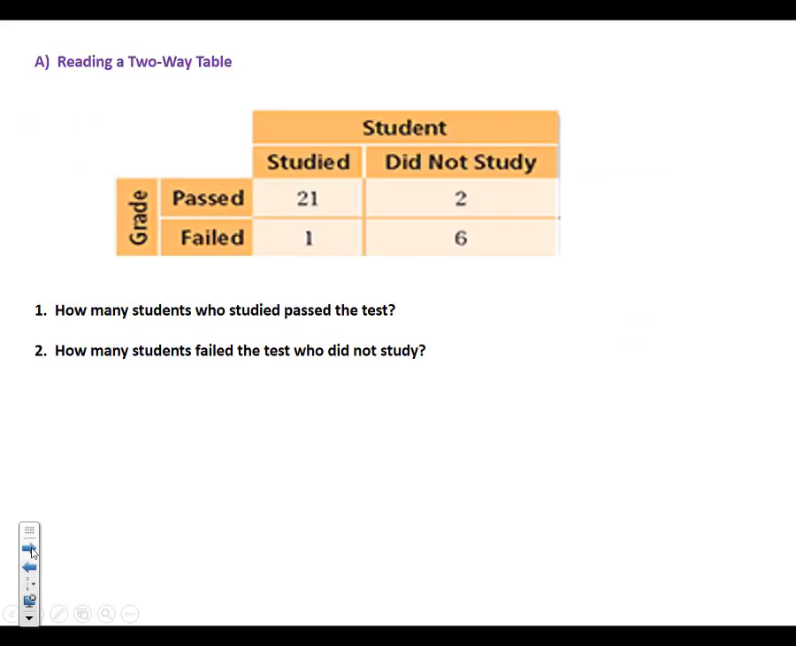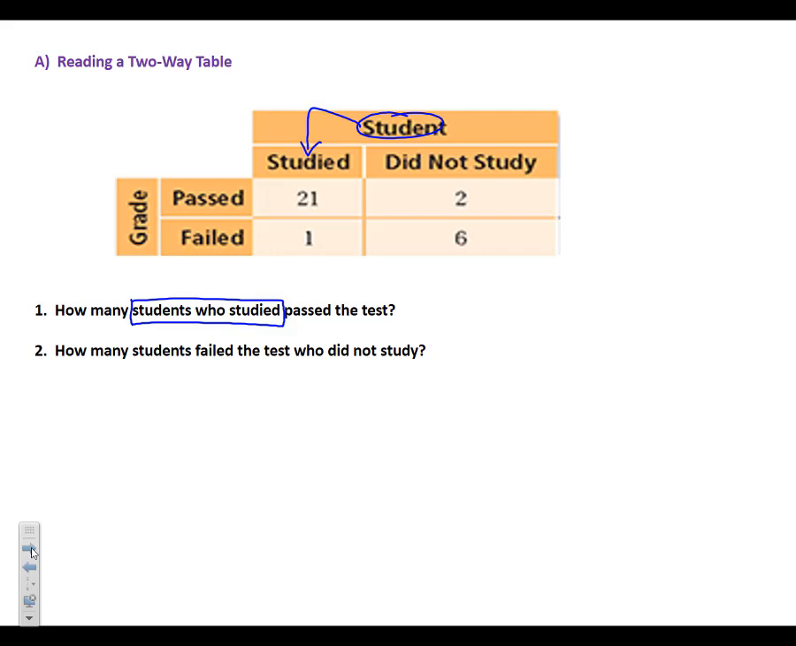in a two-way table. So our same two-way table here on students and whether they studied or not, and on their grade, whether they passed or not. And our first question says, how many students who studied passed the test? So it's very important in reading and interpreting and identifying information in a two-way table that you read the question very carefully. Okay, so right here it says, how many students who studied? Well, that's one category right there. Student who studied. How many students who studied passed the test?